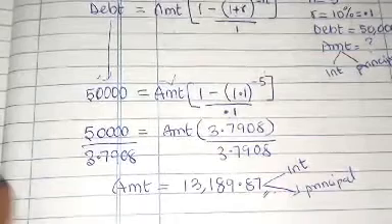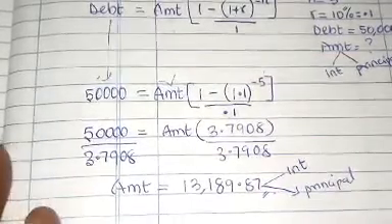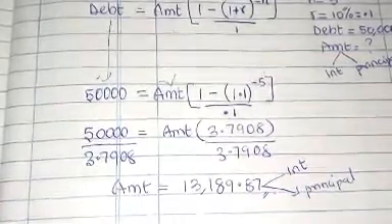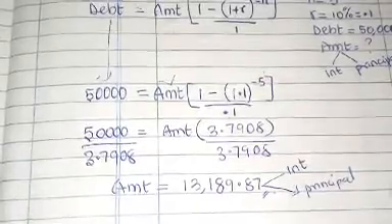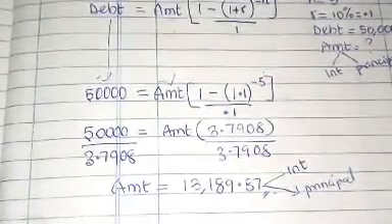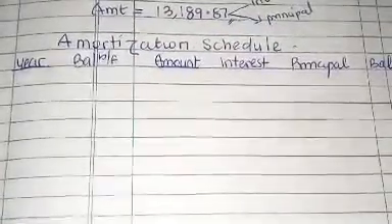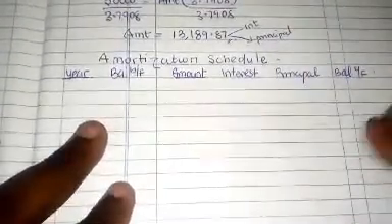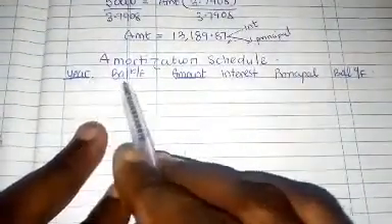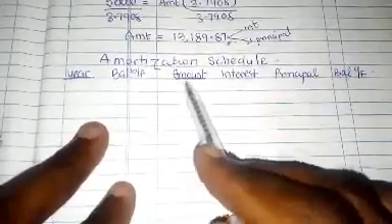So let us use the amortization schedule to prove that. This is the format for the amortization schedule, so you must learn this format. We have the year, we have the balance brought forward, and the amount, the constant amount. So this is year 0; you start with year 0. Year 1 up to 5 years, that's year 2, 3, 4, and 5.